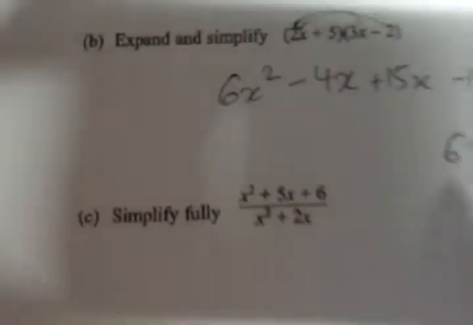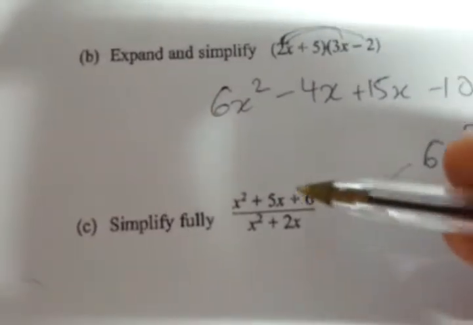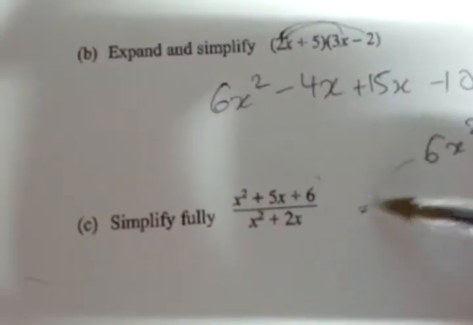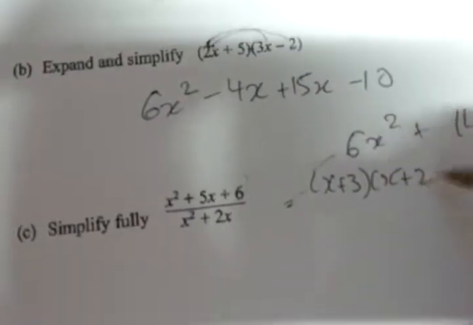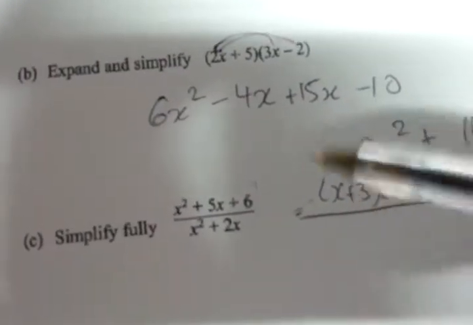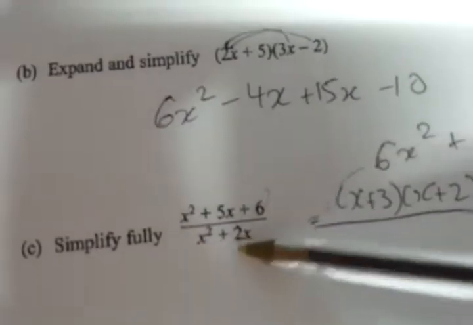Right. To simplify, you've got to factorize. So you're multiplying to make 6 and adding to make 5. That's 3 and 2. Is the bottom a difference of two squares? No. Difference of two squares is something squared minus something squared.